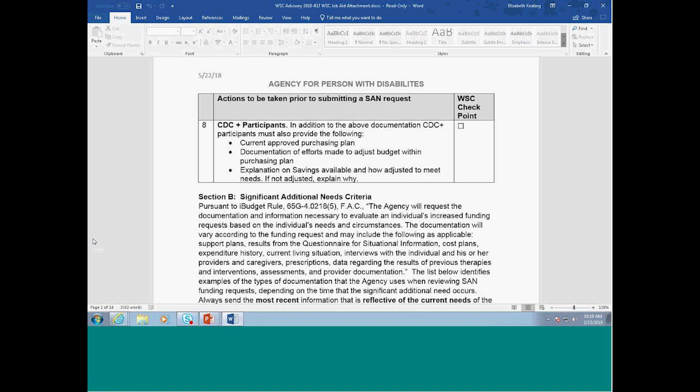Now, if they're dedicated to a specific service with a specific end date, so let's say they're saving for a piece of equipment and they're going to buy that equipment in 2 months, as long as that's demonstrated in the documentation we receive, we're not going to use those funds for something else because it's already committed to a specific service with a specific end date. Otherwise, you need to use those savings before requesting a SAM, or let us know why they can't be used.